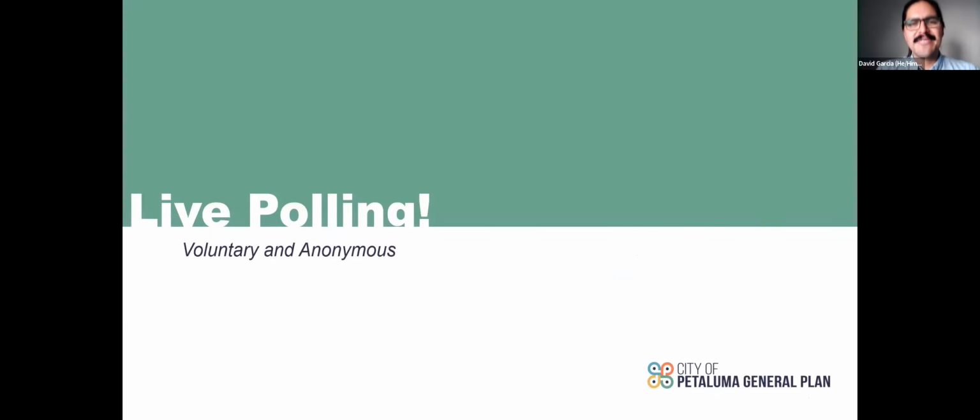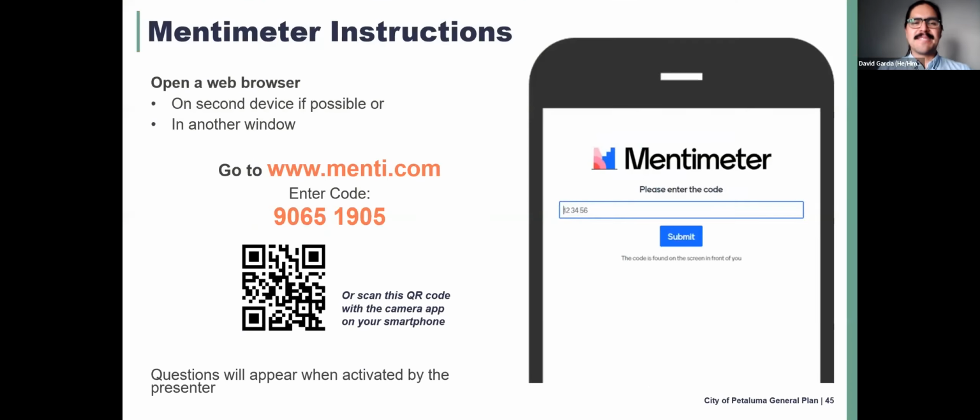Well, thank you so much for that, Ron. I know it was very detailed, but it's been really fun to be working on that over these past few months. So we're going back to our Mentimeter. We're going to, again, return to our phone or other browser window. And if you could please go to www.menti.com and enter the code 90651905 or scan the QR code.